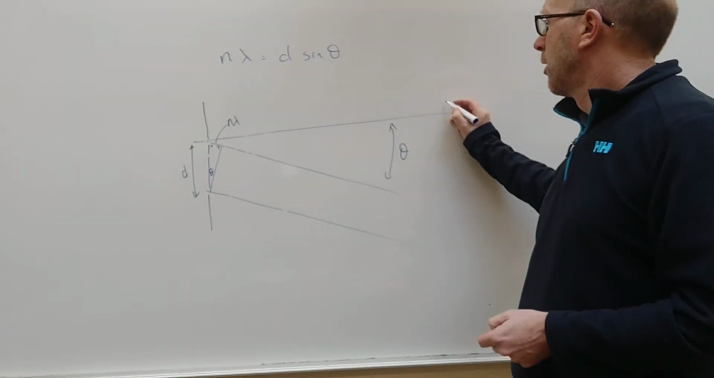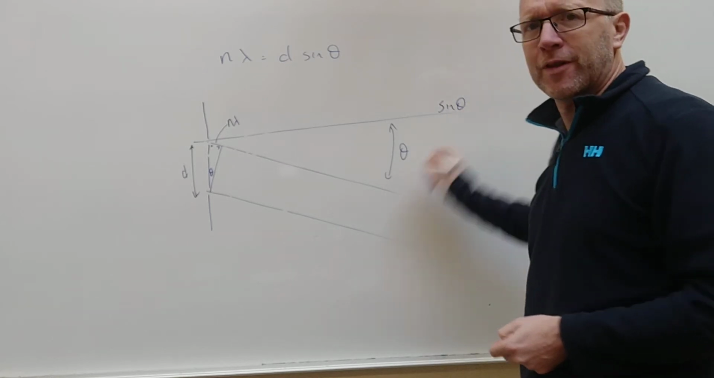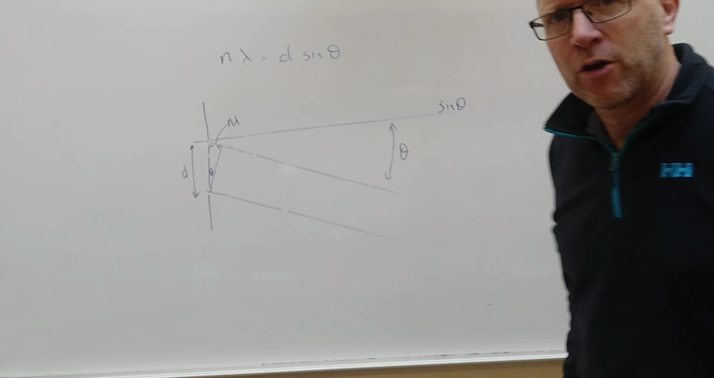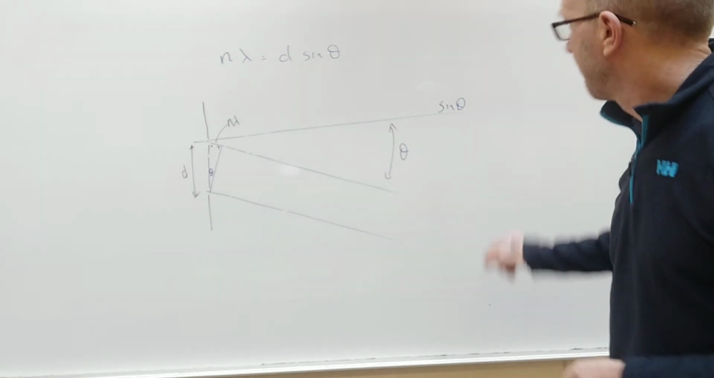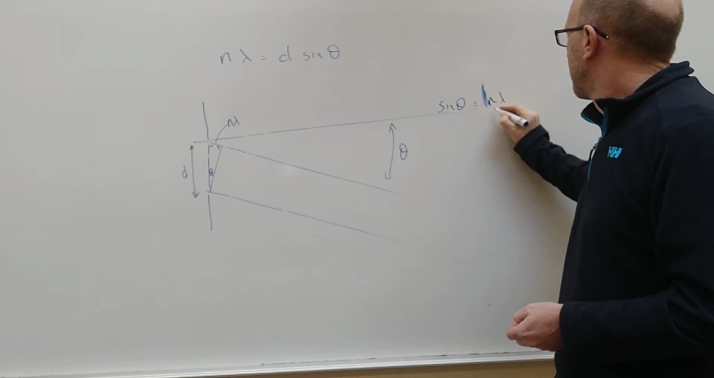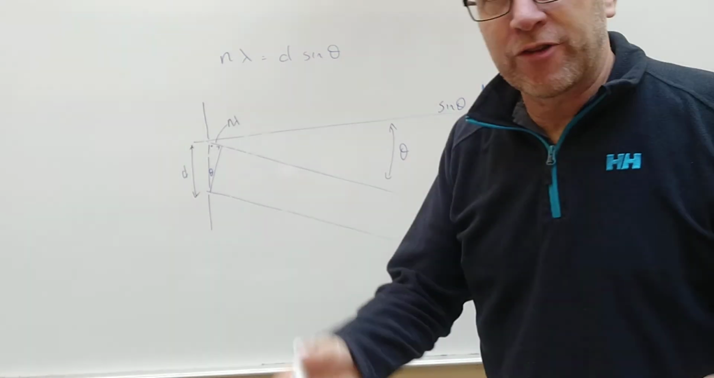So what should we do? We say the sine of the angle is the opposite, which is n lambda, over the hypotenuse, which is d. And then we just rearrange and we're done.